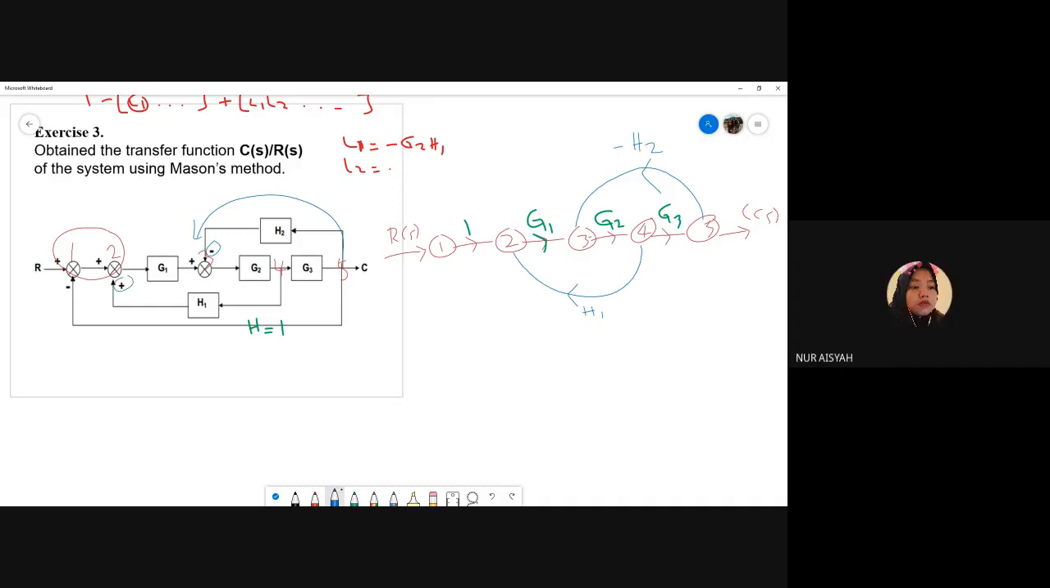So the last one, 5 to 1. It goes to 1, and this is the negative arrow. Very good. Okay, done. We complete the transformation of our block diagram into signal flow. Class, you are with me? Okay, you are still with me?